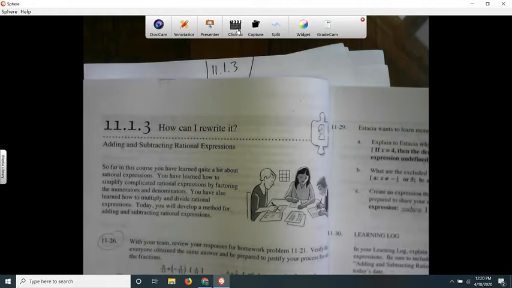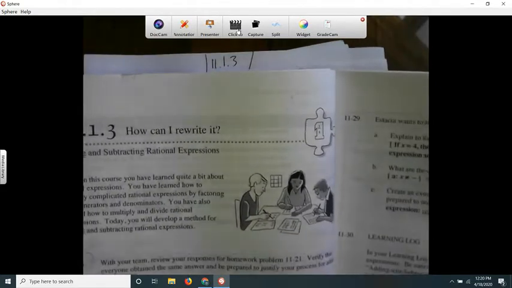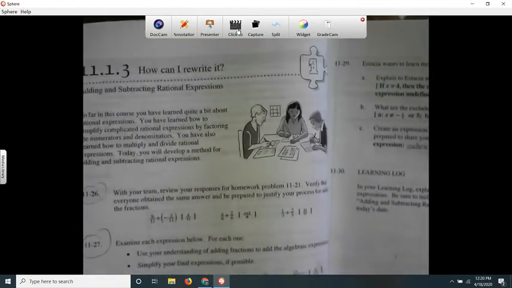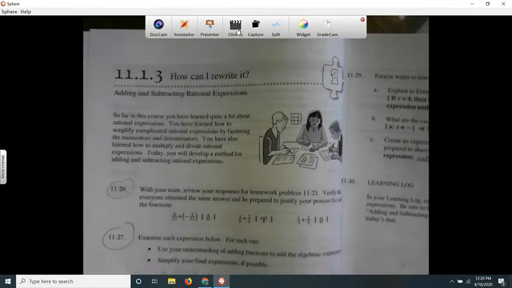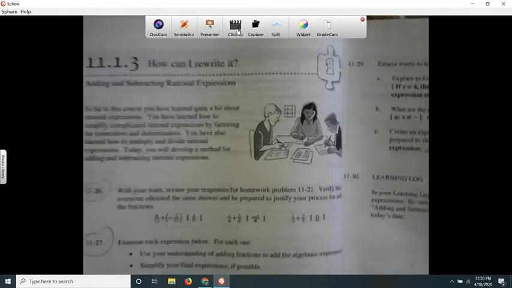So we were talking about, I think, multiplying and dividing last time. So I hope that you know that you need to get a common denominator when you're adding and subtracting fractions. So we'll just go ahead and do some of these.